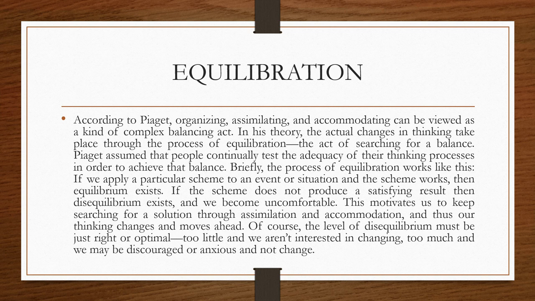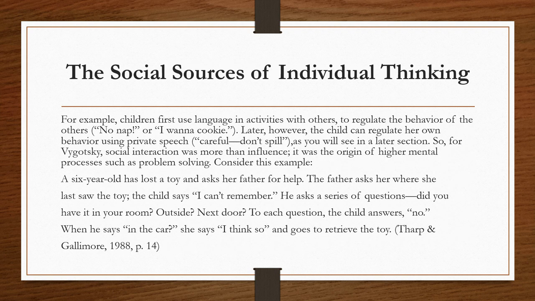This motivates us to keep searching for a solution through assimilation and accommodation, and thus our thinking changes and moves ahead. Of course, the level of disequilibrium must be just right, or optimal. Too little, and we aren't interested in changing; too much, and we may become discouraged or anxious and not change. The social sources of individual thinking. For example, children first use language in activities with others to regulate.